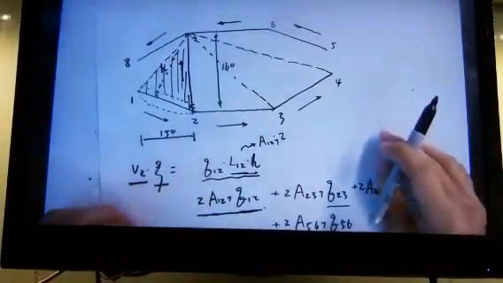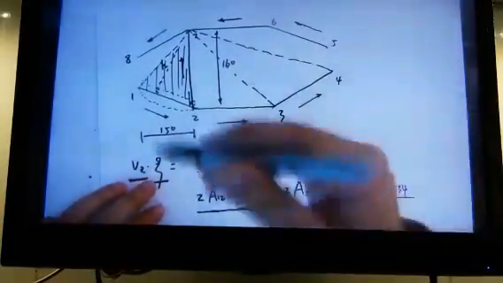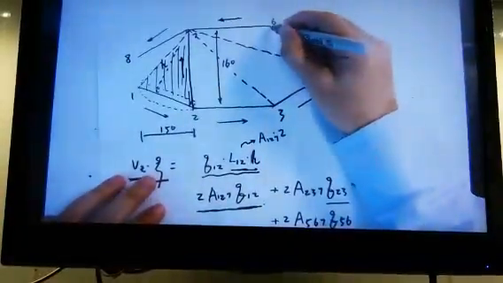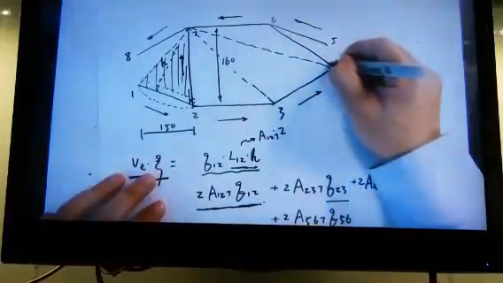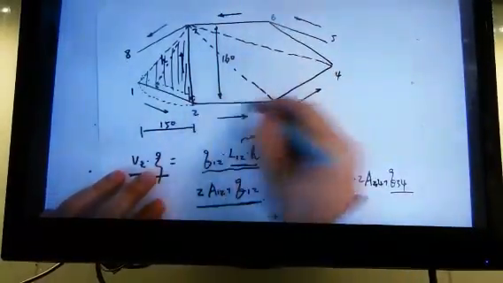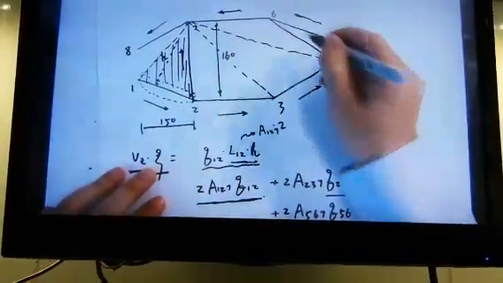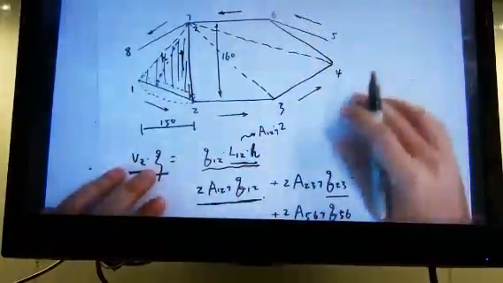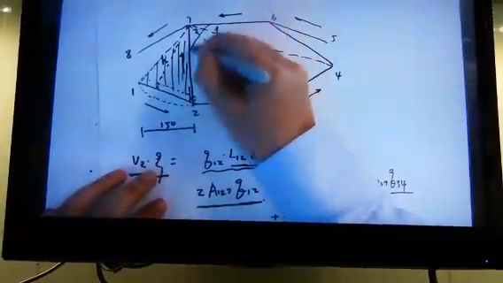You use the so-called Boolean operations, just like what you did in ANSYS. This is the total area. Then you subtract this one.